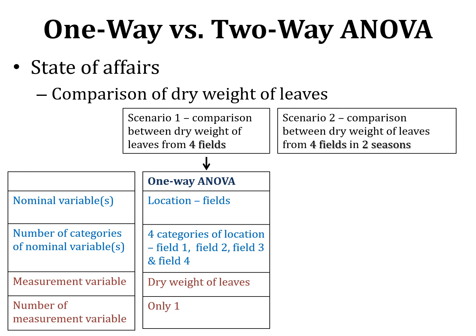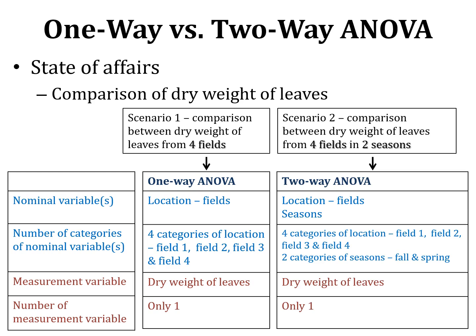Then in scenario 2, we have the comparison between dry weight of leaves from 4 fields in 2 seasons, right? And we are going to apply the two-way ANOVA because the number of nominal variables is 2: location and seasons. There are 4 categories of location: field 1, field 2, field 3, and field 4. And there are 2 categories of seasons: fall and spring, for example. And the measurement variable is only one, which is the dry weight of leaves, right? So this is another way to compare the one-way ANOVA and the two-way ANOVA.